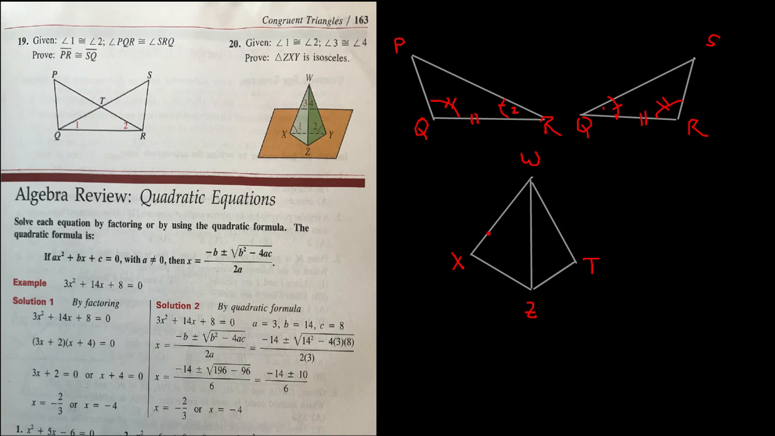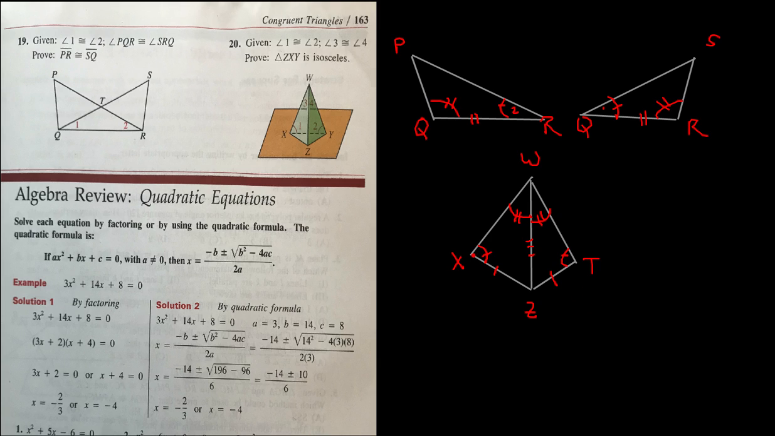So how do we do that? We're given angle 1 is congruent to angle 2. So this one is congruent to this one. 3 is 4, so this one and this one. And we have this shared side. So you would have WZ is congruent to WZ, and that's reflexive. So we can prove that these two triangles are congruent. So if the two triangles are congruent, then we can say this is congruent to this by CPCTC.